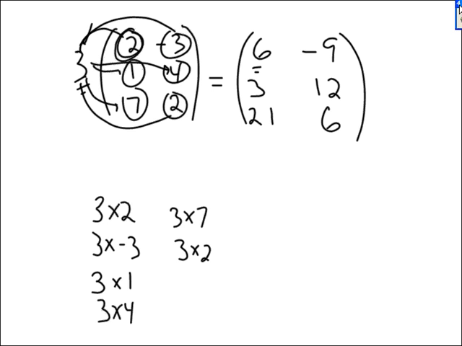3 times 2 is 6. 3 times negative 3 is negative 9. 3 times 7, 21. 3 times 2, 6. Do the same for the second row. Now, we can put all of what we've done so far together. You can put it completely together. What does that mean? That means scalar multiplication along with addition and subtraction.